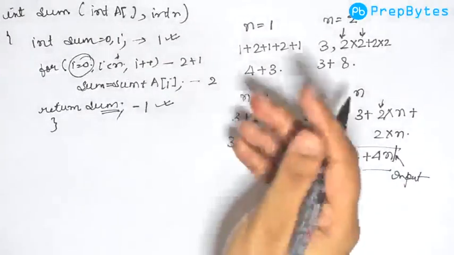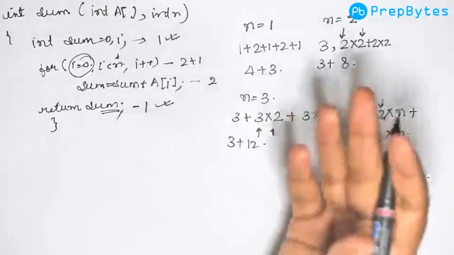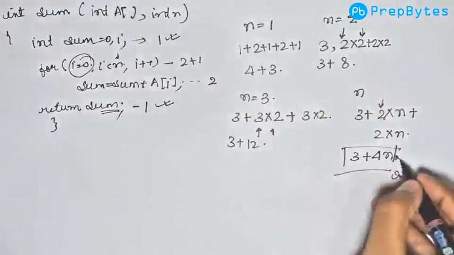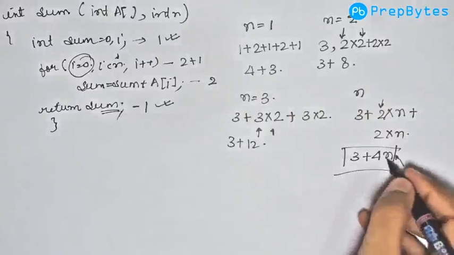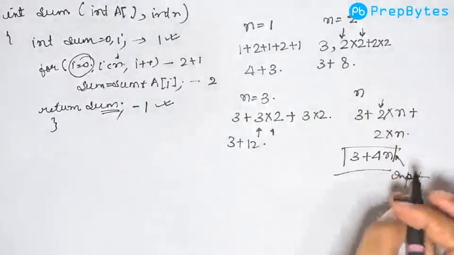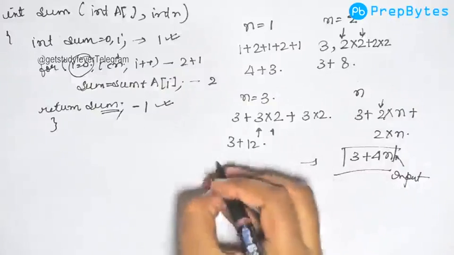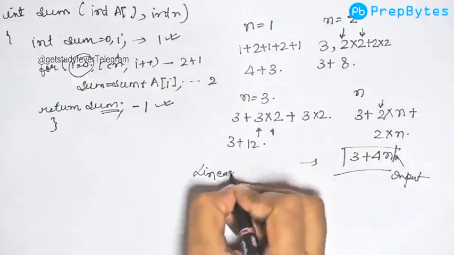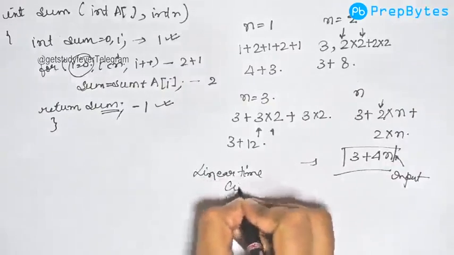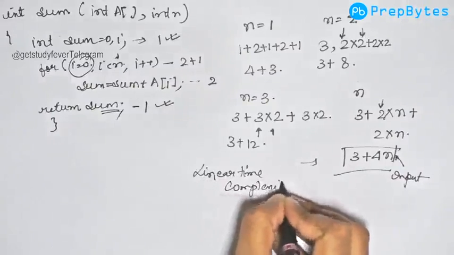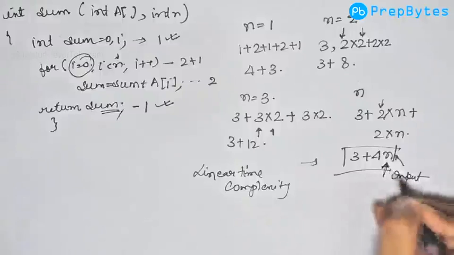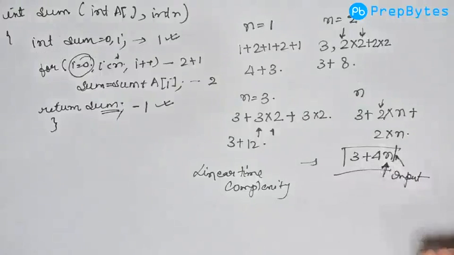When n is equal to 1, less time will be taken. When n is equal to 100, more time will be taken. So we see that the time complexity depends on the input, and we also see that this is linear time complexity. So as the input size increases, time increases linearly.